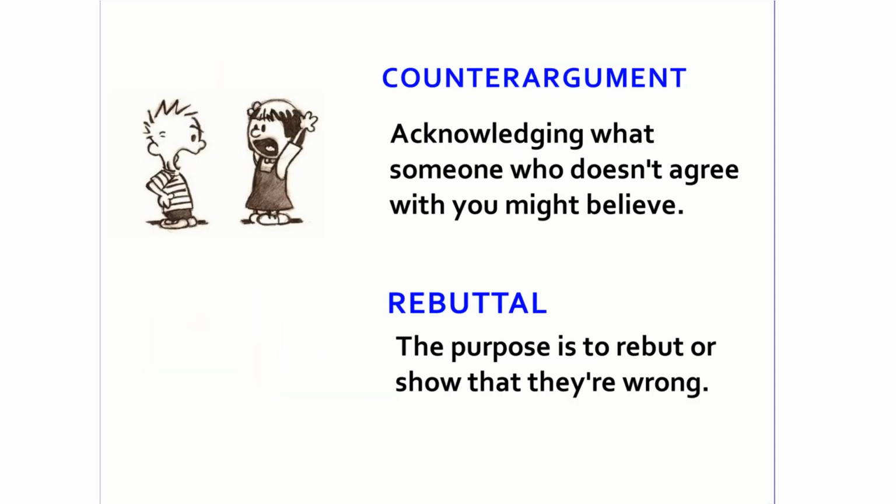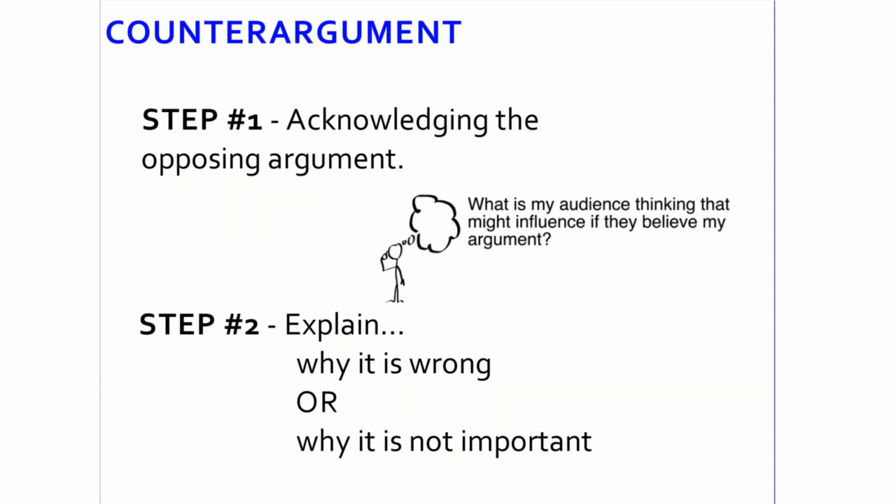Okay, so we've written our whole body paragraph. Now's the time that we're going to write our counter argument at the top. Remember, we're going to acknowledge what someone who doesn't agree with us might believe. We're going to rebut them. The purpose is to show that they're wrong. So we're going to do this in two steps. We're going to acknowledge the opposing argument. So what is my audience thinking that might influence if they believe my argument? And then we're going to explain why it's wrong or why it's not important.